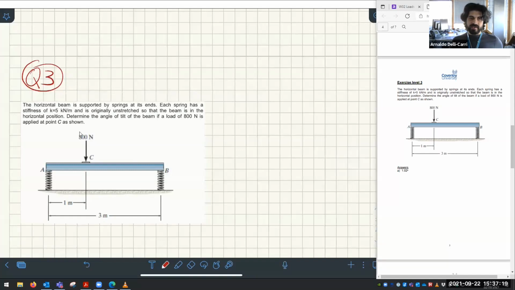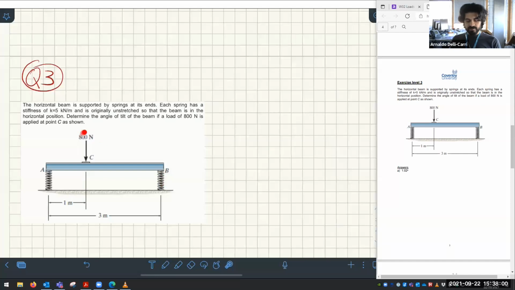Now, if we apply an 800 newtons load here at point C, which is not in the middle, so it's 1/3 of the way across the beam, we want to determine the angle of tilt that this force causes. Because of course, if this load was exactly here in the middle, this would be a symmetric problem, exactly like before. So you would have the same reaction force here and here, and there would be no tilt. Why would it be tilting one way or the other?